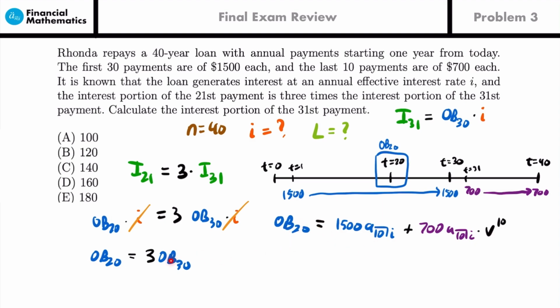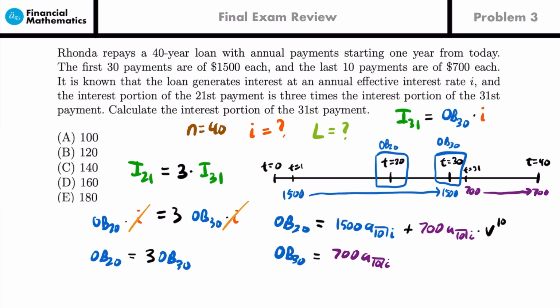Now let's set up how the outstanding balance at time 30 would be calculated. This one will be a little bit easier because the outstanding balance at time 30 is valued at time 30, right? So it will be valued right here, OB30. And to calculate that, we just need to take the present value of the remaining payments after time 30, which would just be 10 payments of $700. So OB30 would be equal to 700 times a angle 10 at rate i. And that's it. Okay, so that is how we would calculate each of those outstanding balances.